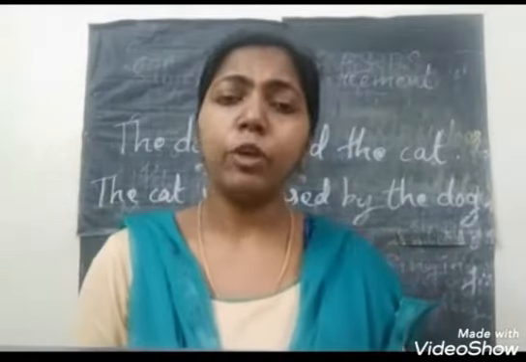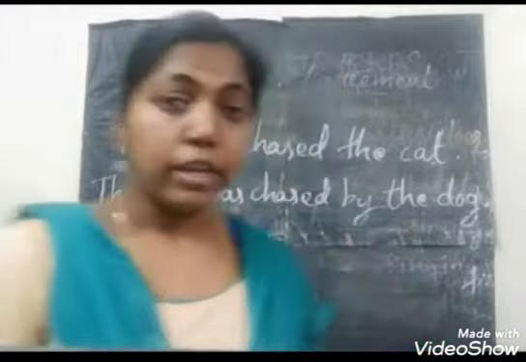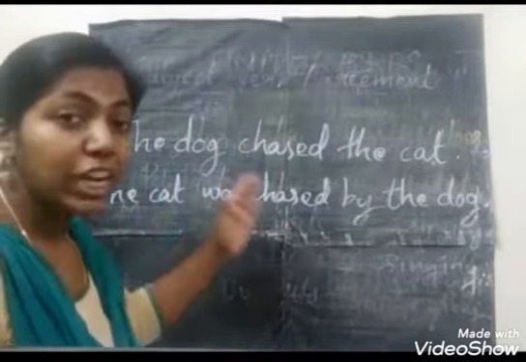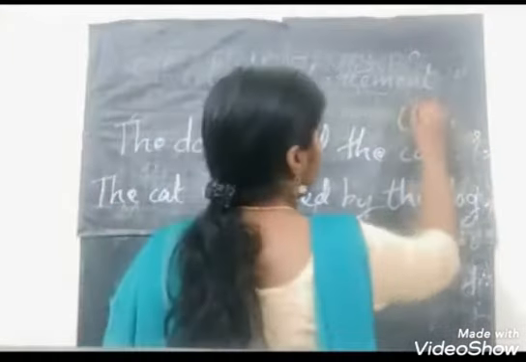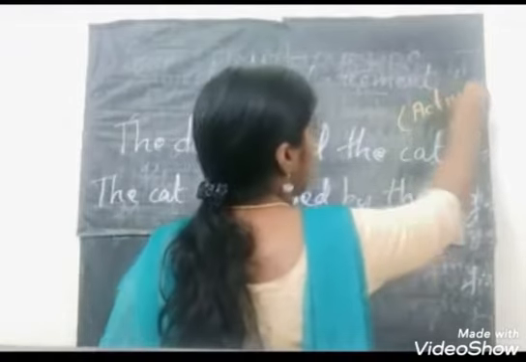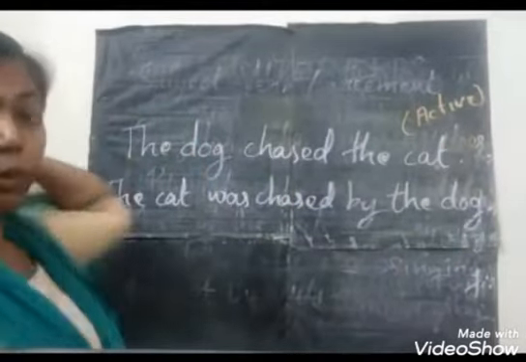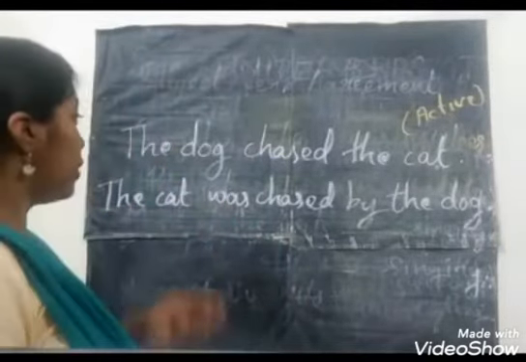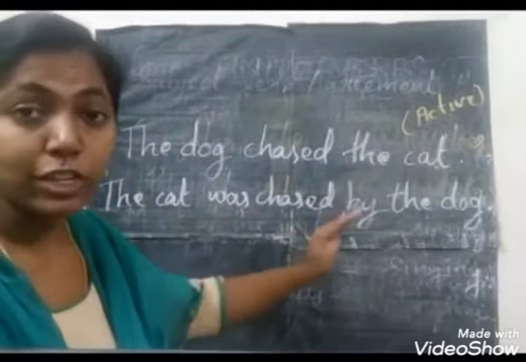Children, have you studied passive and active voices? Now look at this sentence: The dog chased the cat. This is in the active voice. Now, how can you make this active voice into passive voice? The dog chased the cat. The cat was chased by the dog.